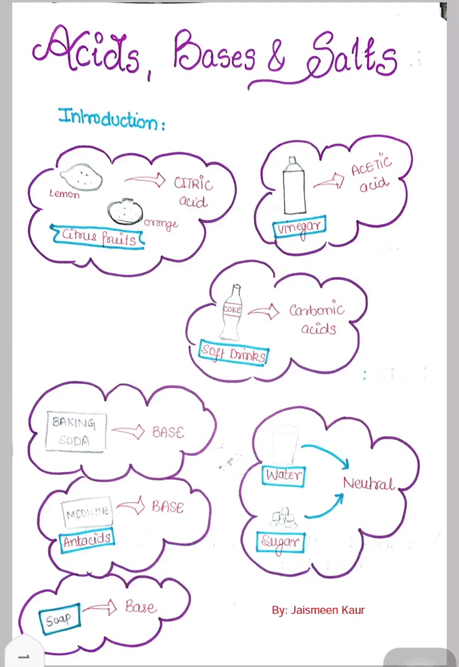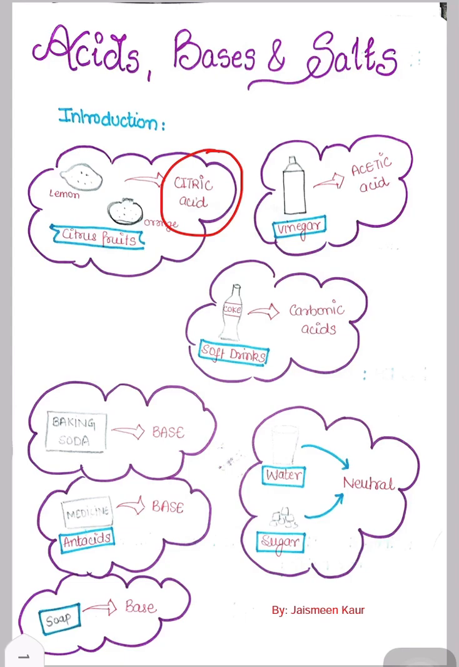We are totally surrounded by so many examples of acids, bases, and salts, and they have a vital importance in our life. In our day-to-day life, there are many examples which contain acids and bases. Let us take citrus fruits, such as lemon and orange. The reason for calling them citrus is that they all contain citric acid.